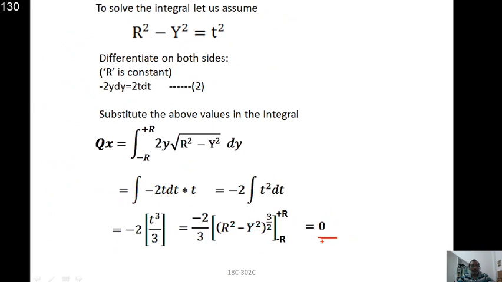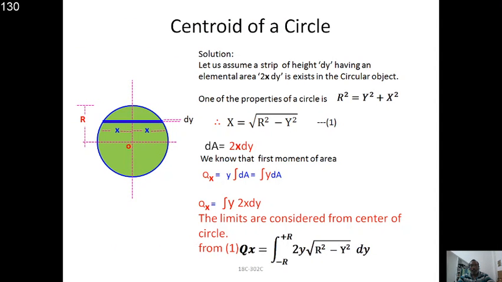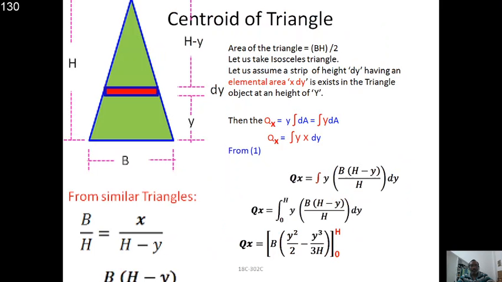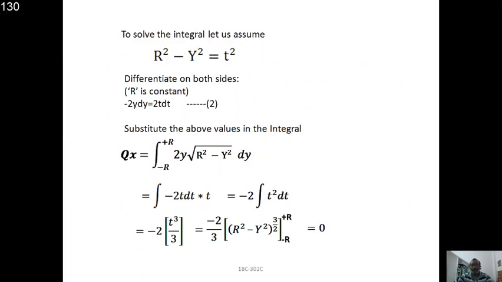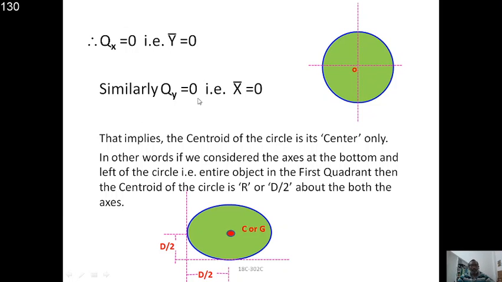But you know that if Qx is equal to 0, then y bar is equal to 0, because y bar is equal to Qx by A. The area is not 0, but Qx is equal to 0. Hence, y bar is obviously equal to 0.